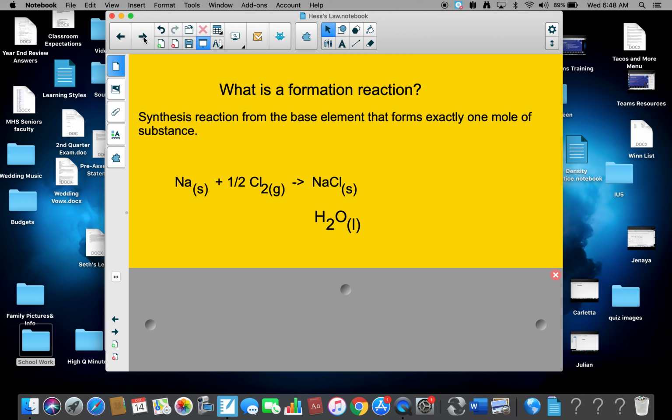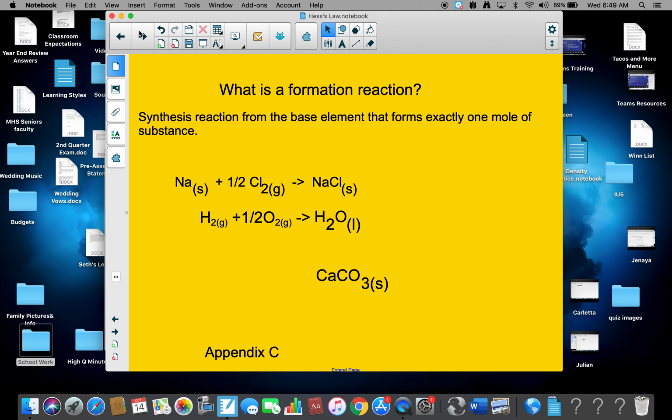Let's look at another example. Let's do water. H2O is a liquid. It's formed from H2 gas and O2 gas. We have 2 hydrogens and 2 hydrogens, those are good. But 2 oxygens and 1 oxygen, to balance it up, I put a 1/2 in front of the oxygen in order to balance it up.